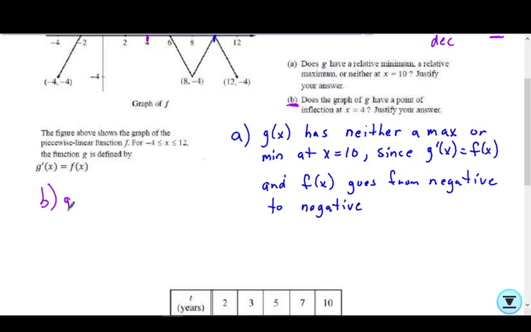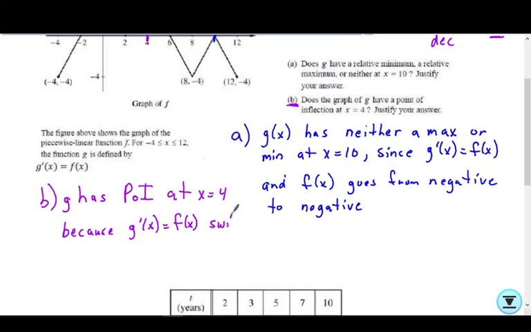You're going to say g of x has a, I'm just going to abbreviate, point of inflection at x equals 4, because g prime of x or f of x switches from increasing to decreasing. And that's it. That's all you have to put.